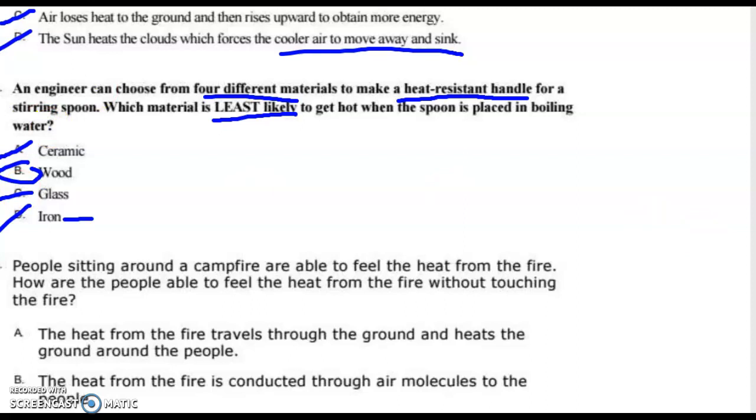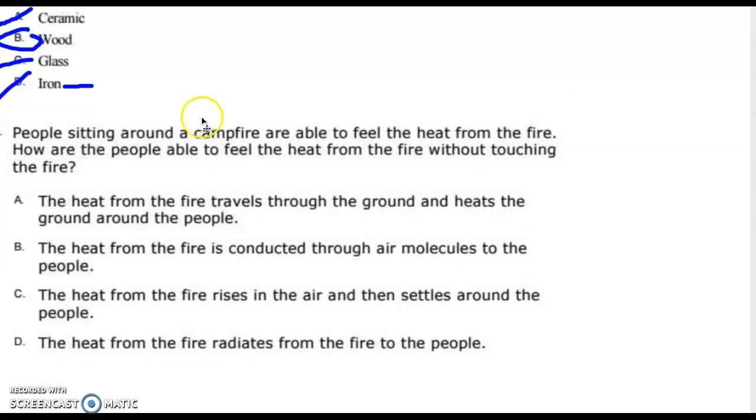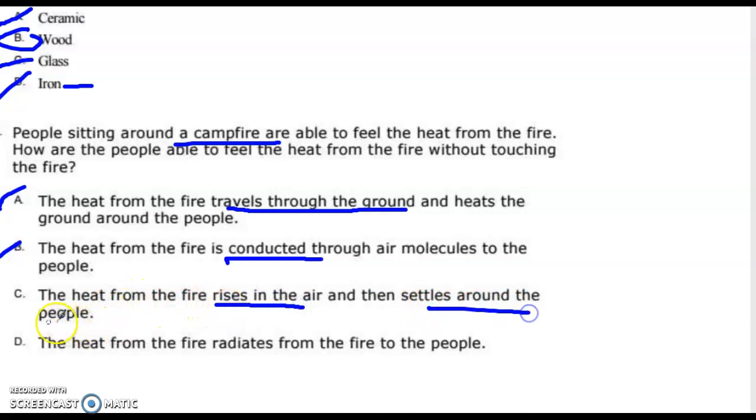Let's see if I can get the air to move here. People sitting around a campfire are able to feel the heat. I mean, it's not like I told you this would be the example. The heat from the fire travels through the ground. The heat from the fire is conducted. The heat from the fire rises in the air and settles around. That's saying hot air sinks. No. The heat from the fire radiates.